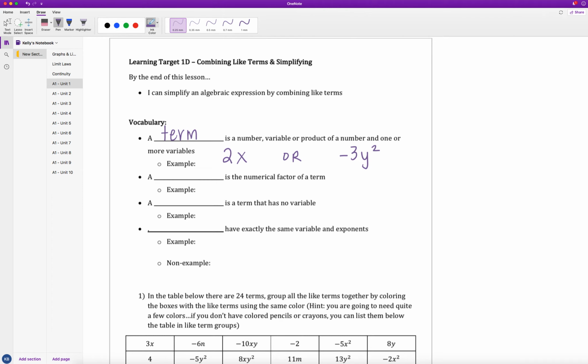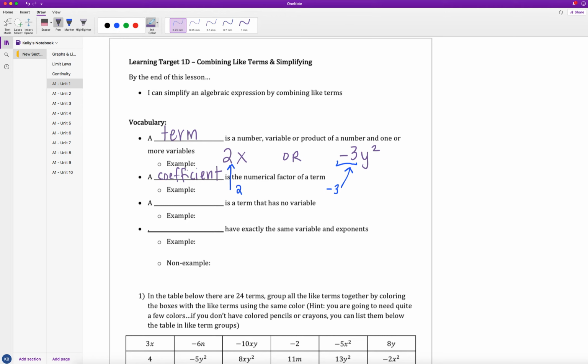Our second vocabulary word is a coefficient. A coefficient is the numerical factor of a term. So in our prior two examples, in the first example, 2 is the coefficient of that term. And in our second example, -3 is the coefficient.